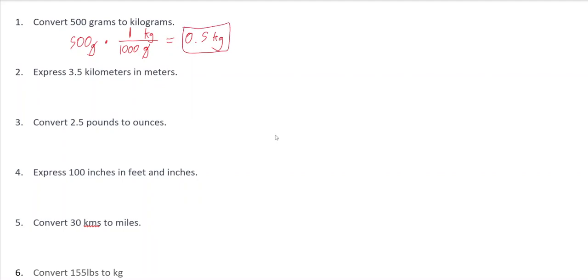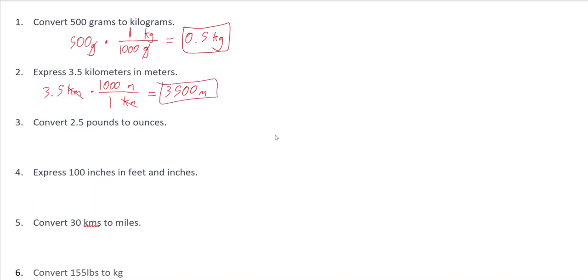Okay, these first couple examples are going to be fairly straightforward. Let's keep going. So we've got 3.5 kilometers. We want it in meters. So if we want it in meters, we're going to multiply by a fraction with meters on top and kilometers on the bottom. So we have 1,000 meters on top. So we're basically multiplying by 1,000. So it's 3,500 meters is our final answer.